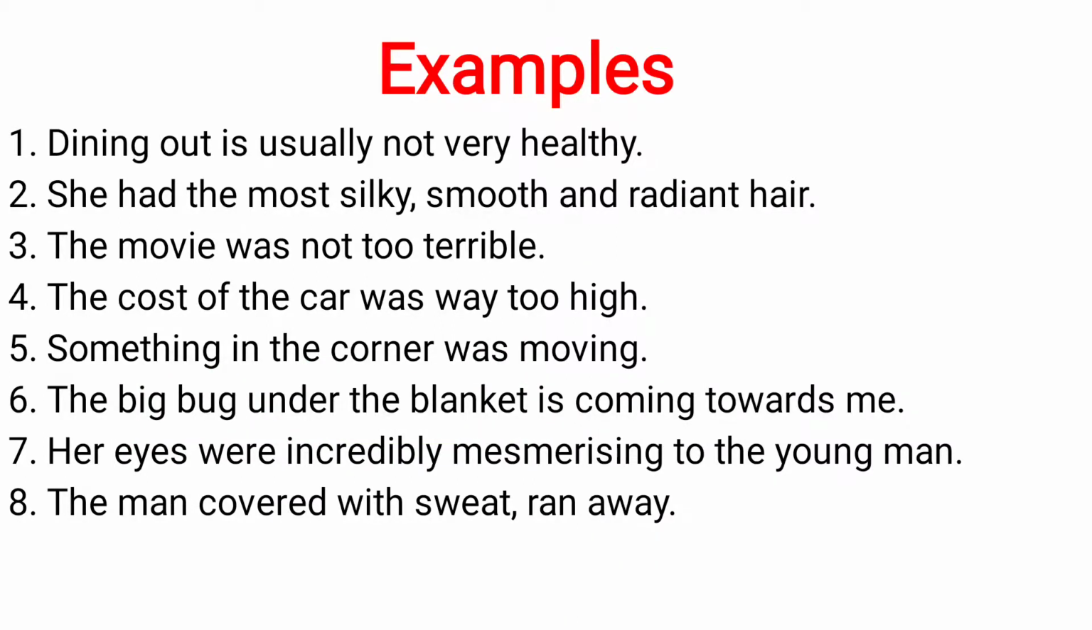Her eyes were incredibly mesmerizing to the young man. Now here, incredibly mesmerizing. Now this is an adjective phrase which is describing her eyes, and this particular phrase is linked to this noun with the help of a linking verb, were. That is why it is predicative adjective phrase. The man covered with sweat ran away. Now here we are talking about the man who is covered with sweat. Now these three words, they are describing our noun man, and that is why this particular phrase, which is an adjective phrase, is known as attributive adjective phrase.